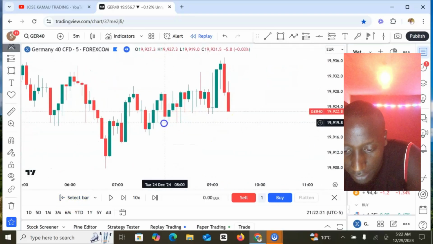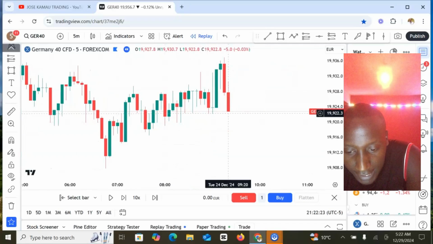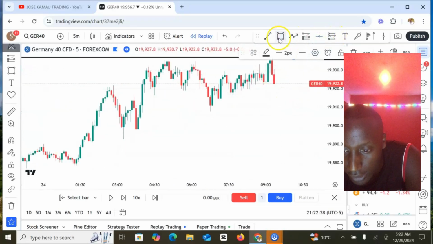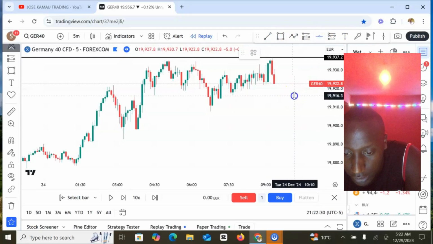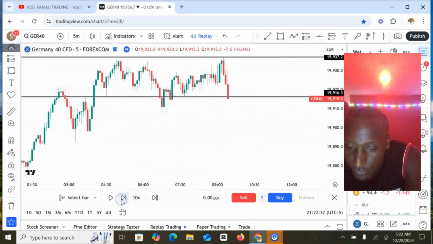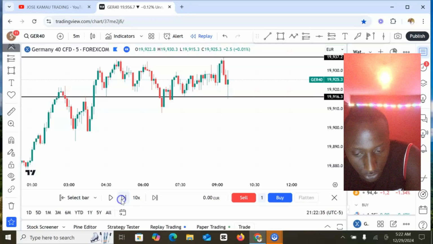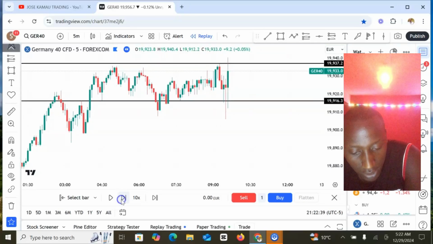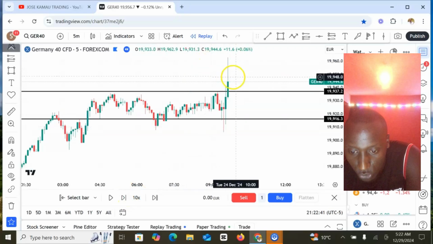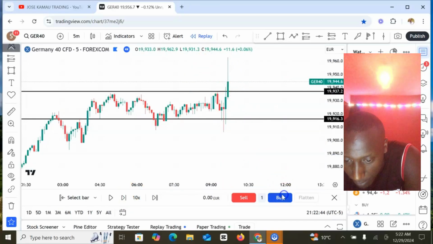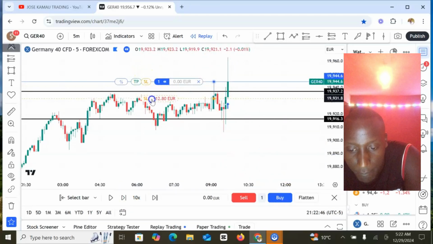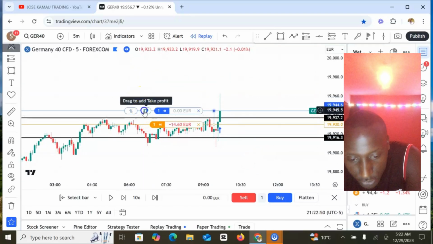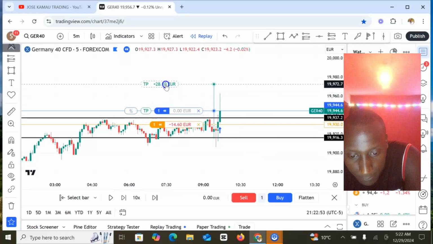Same thing. We come to the screen at 9:30. We identify our levels. So we have our level up there. We have our level down here. And we wait for our breakout. So we wait. And then boom, we have our breakout candle there. What do we do? We buy. Stop loss below breakout candle. And then we are targeting, so that's 14, so we are targeting about 30 there.